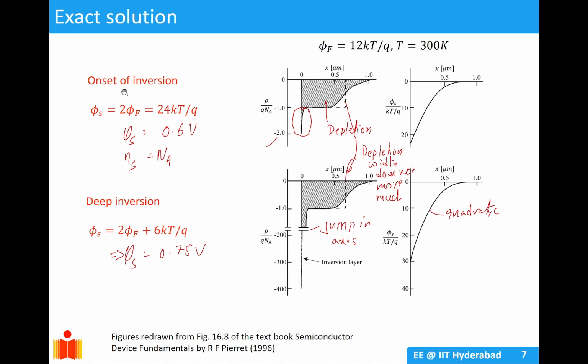Then at 2 phi f, where it is threshold, it will look like this. So instead of a delta charge, there will be a width to it, and here instead of a straight line, there's a curve to it. And in deep inversion, you can see your negative charges are now huge. There's a huge negative charge now, and hence there's a large width here at the start of your inversion charges.